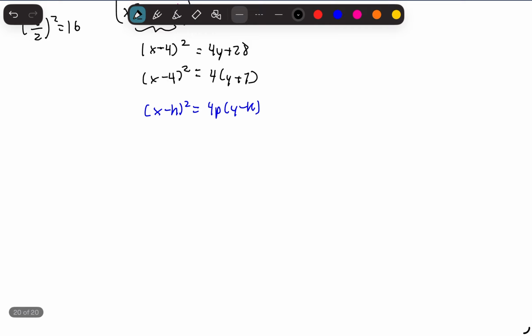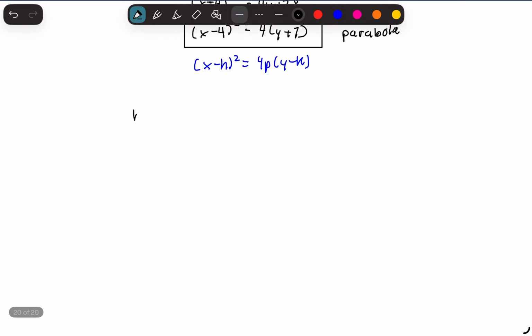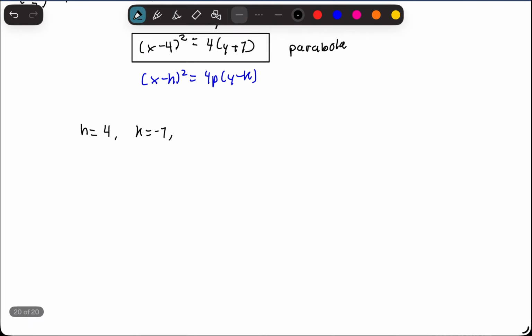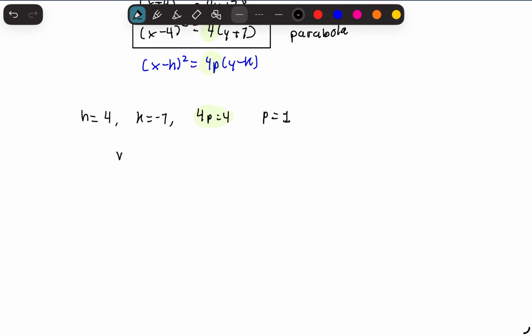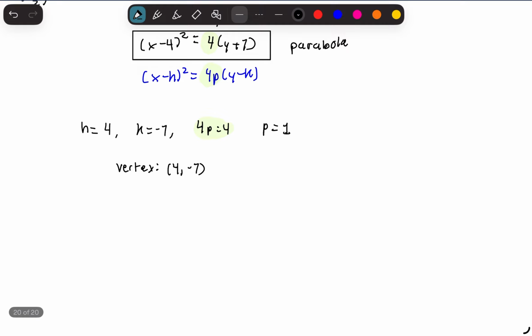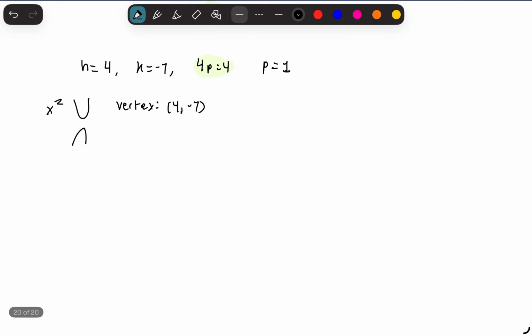This matches the form, so this is going to be a parabola. Let's find some features of this. We know that 4p... we can see that we have x squared, so it's going to be like this.